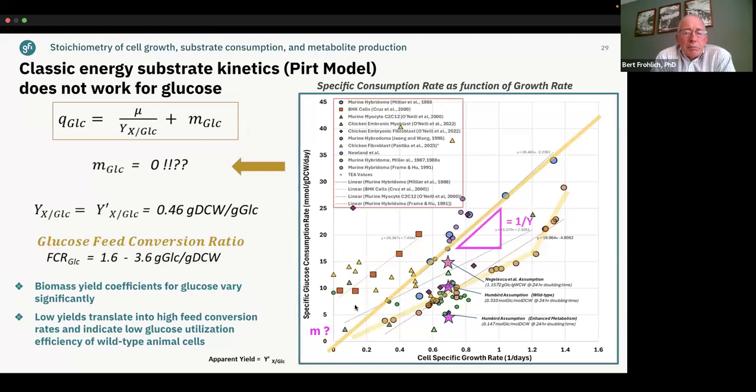So the y-intercept of most of these plots goes through 0, which is strange because glucose, we know, is an energy substrate. But nonetheless, we tabulated the slopes for that, and essentially the slope is equivalent to the inverse yield and apparent yield because the maintenance term is 0. And when you convert that to feed conversion ratio, we had quite a range. And that number ranged from 1.6 to 3.6 grams glucose per gram dry cell weight produced. If you ask me, that's a pretty lousy conversion. It's almost 3 times as much mass of the cell required just to grow 1 gram.